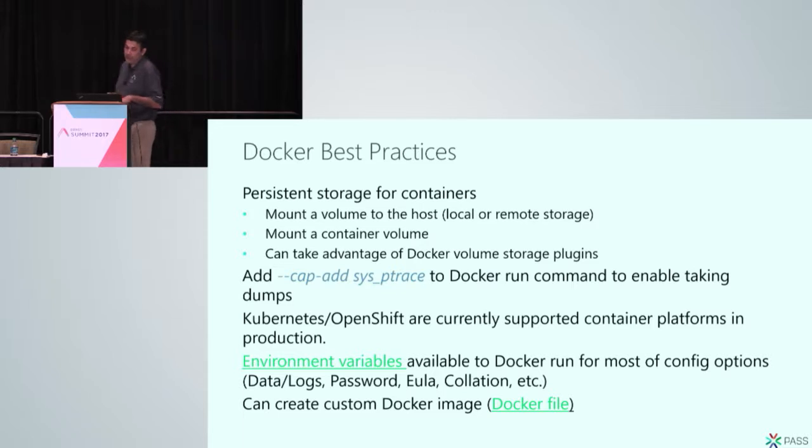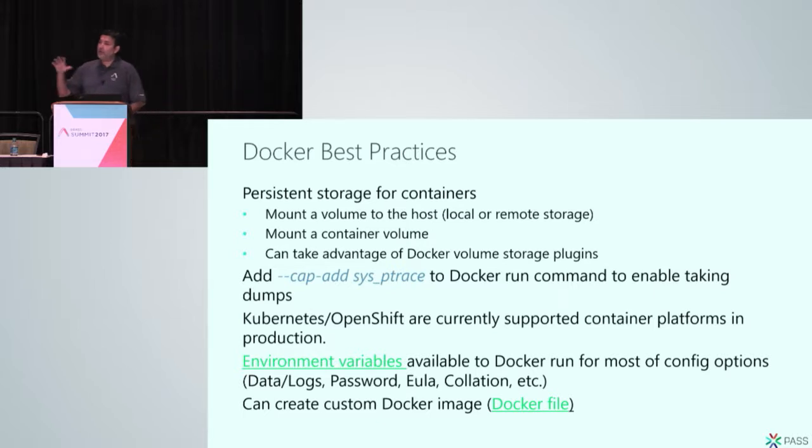Cap add sys ptrace is a not very known option, but that allows a debugger to actually connect and take a dump or on an exception for a container. So if you don't have that option enabled for the Docker run command, if you hit an exception, we won't get those diagnostics that we usually get on the Windows side. From a supportability perspective, from orchestration perspective, Kubernetes and OpenShift are the supported platforms.